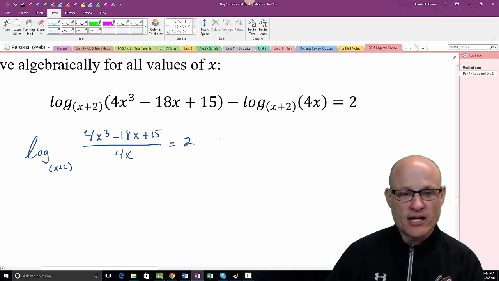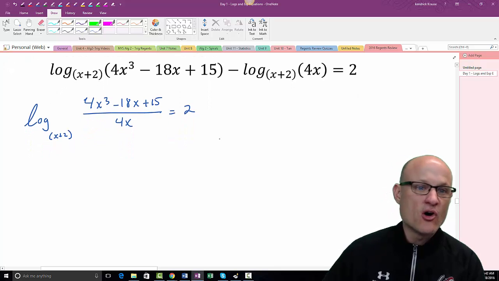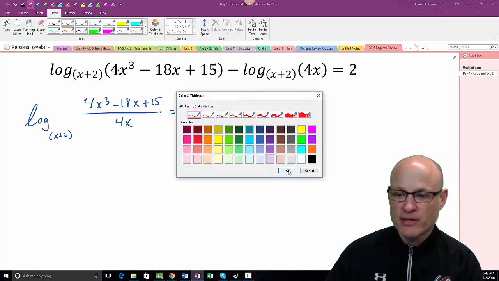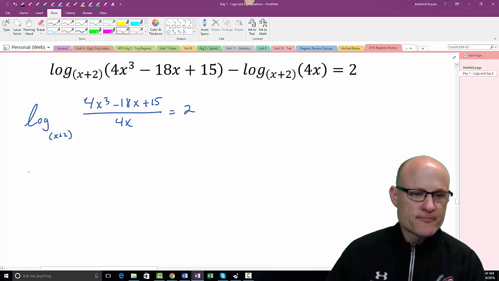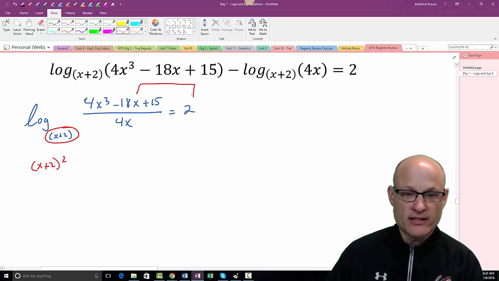equals 2. Now, if you've heard me before, it's all about that base, all about that base. So I'm going to write this my base. It's a binomial, that's okay. Leave it in parentheses. X plus 2 squared, these two things are going to switch sides, is equal to 4x cubed minus 18x plus 15.